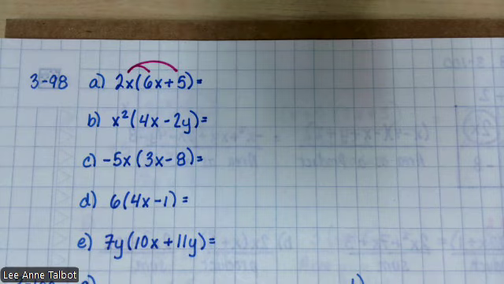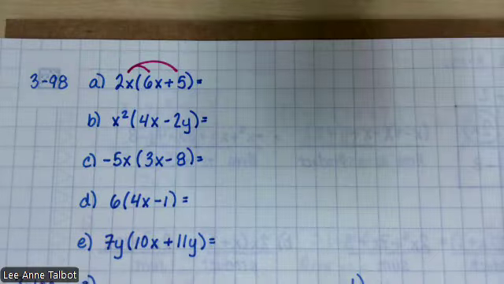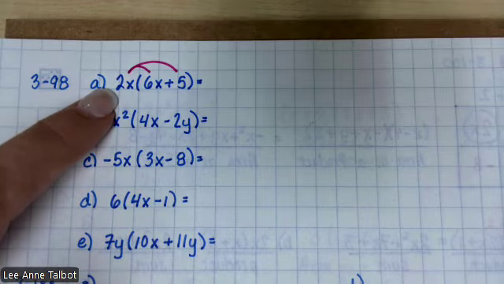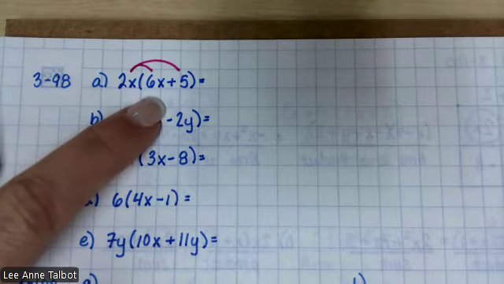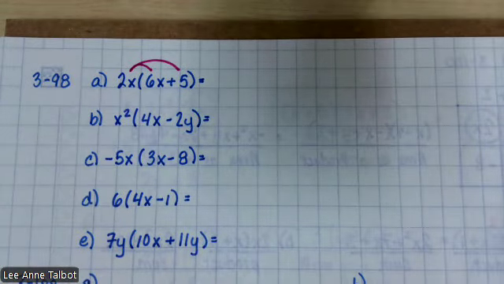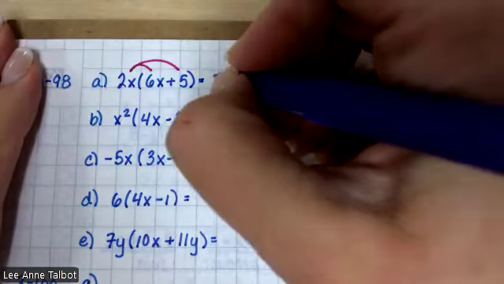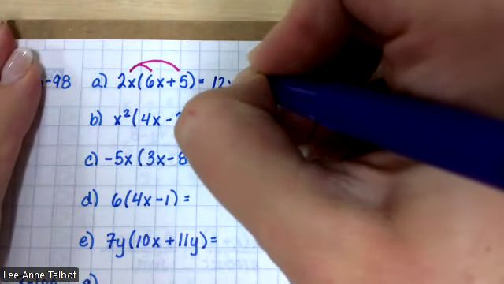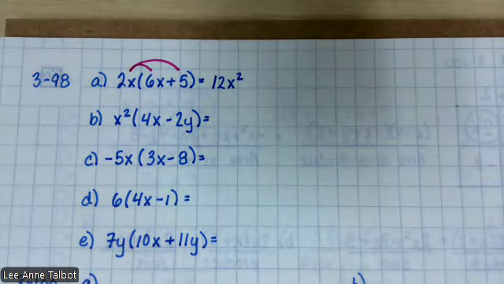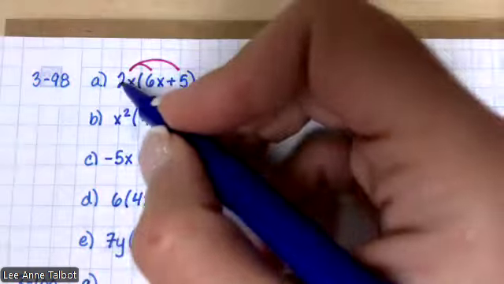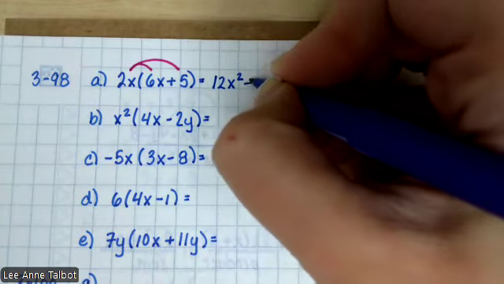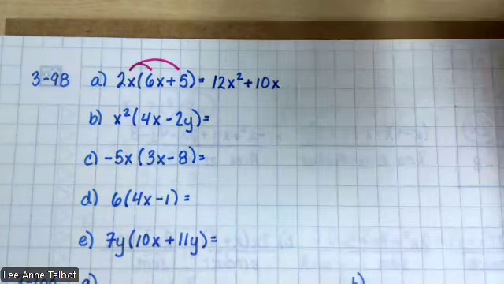Okay. The only thing is you have to be careful of negatives and how many variables you have. So 2x times 6x is 12x squared, not 12x, 12x squared, remembering you're multiplying them. And 2x times 5 is 10x.